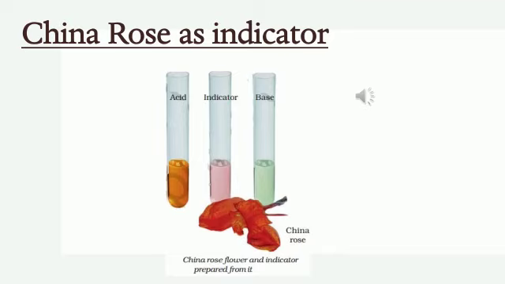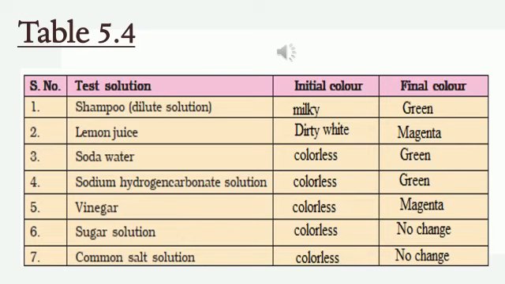Now we need to add 5 drops of indicator to each of the solutions, which I'll be showing in Table 5.4 in the next slide. So what is the effect of the indicator on acidic, basic and neutral solutions? China rose indicator turns acidic solution to dark pink, that is magenta color, and basic solutions to green color. Okay, so let us see the table in the next slide. Here is Table 5.4.